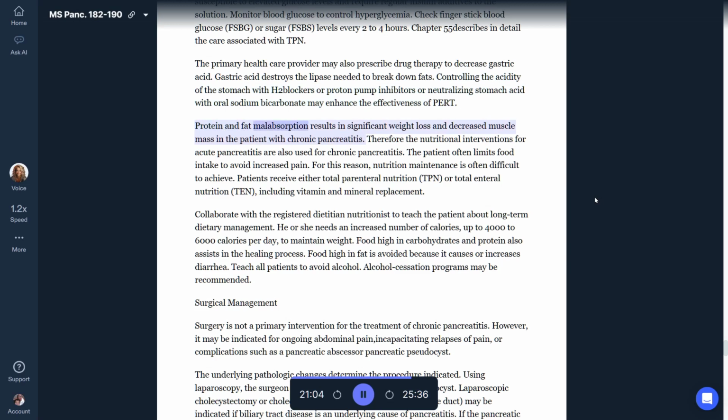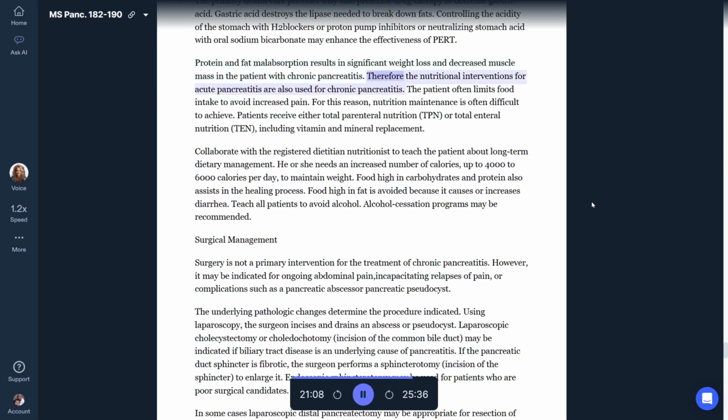Protein and fat malabsorption results in significant weight loss and decreased muscle mass in the patient with chronic pancreatitis. Therefore, the nutritional interventions for acute pancreatitis are also used for chronic pancreatitis. The patient often limits food intake to avoid increased pain. For this reason, nutrition maintenance is often difficult to achieve. Patients receive either total parenteral nutrition or total enteral nutrition, including vitamin and mineral replacement.